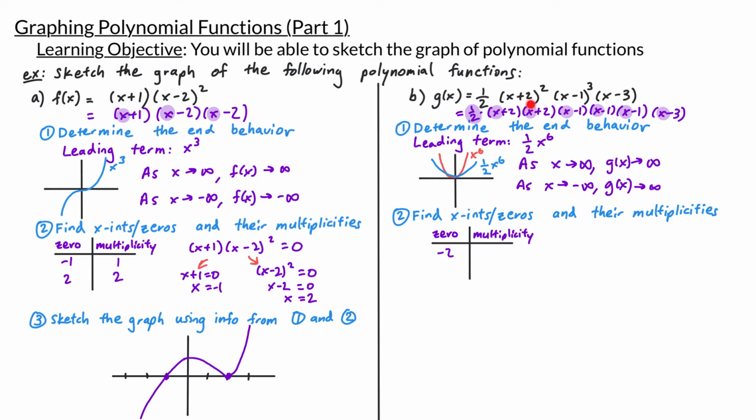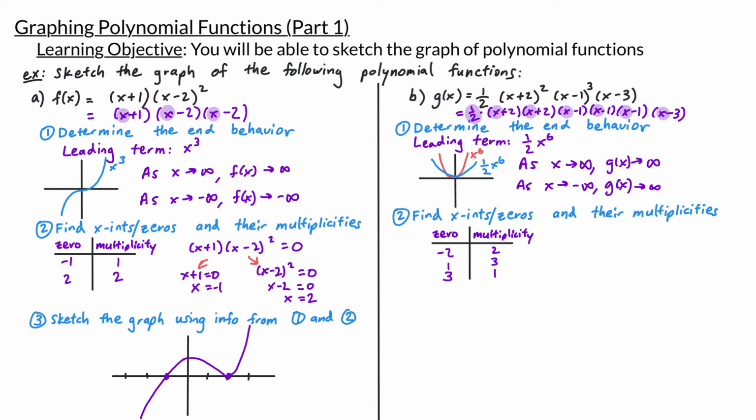Now this factor x plus 2 is squared, so this tells me that the multiplicity is 2. Our next factor is x minus 1, so that tells me that 1 is one of our zeros. The factor x minus 1 is cubed, so this tells me that 1 is a zero of g with multiplicity 3. Lastly, there is just one factor of x minus 3. So this tells me that 3 is a zero of g with multiplicity 1.